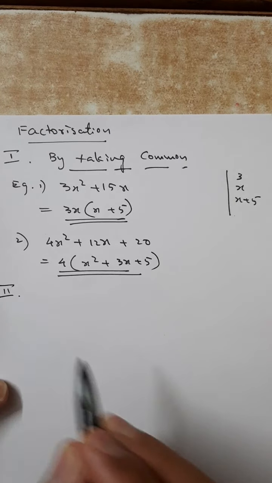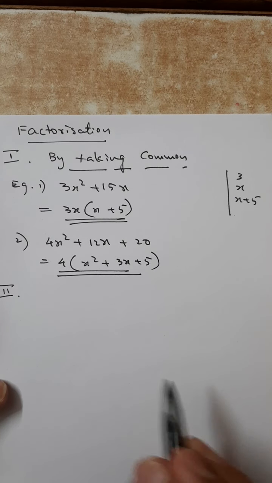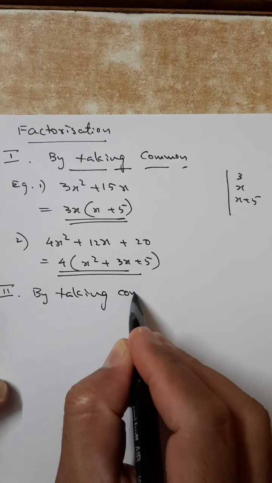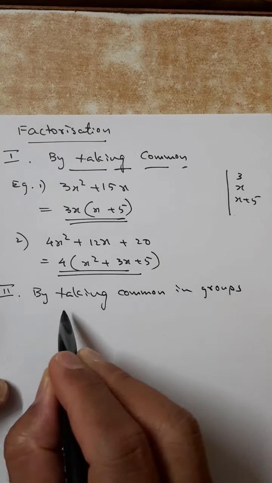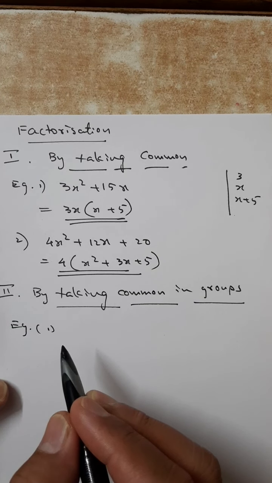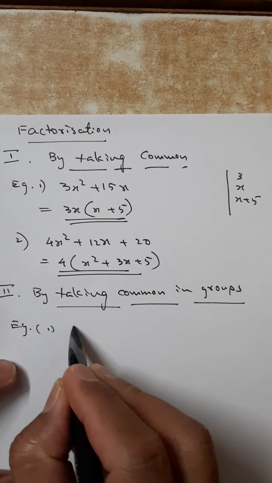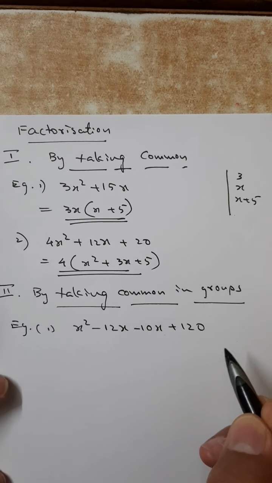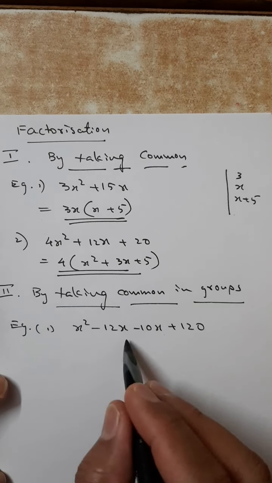Now, another one. If common is not there everywhere, then the second procedure is by taking common in groups. Common in groups means what? Let me explain with an example only. One example is written here: x square minus 12x minus 10x plus 120. Total 4 terms are there, the first 2 and the last 2.